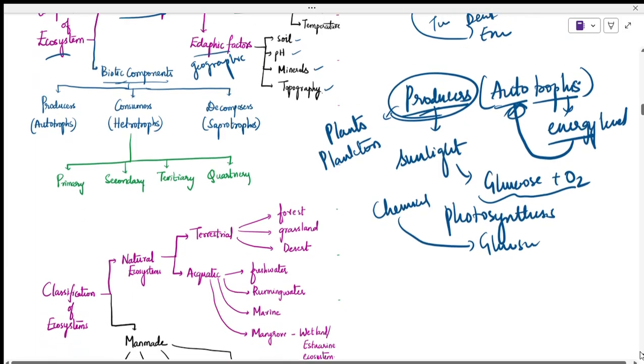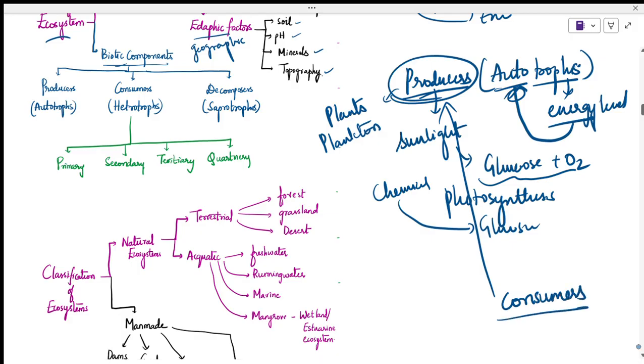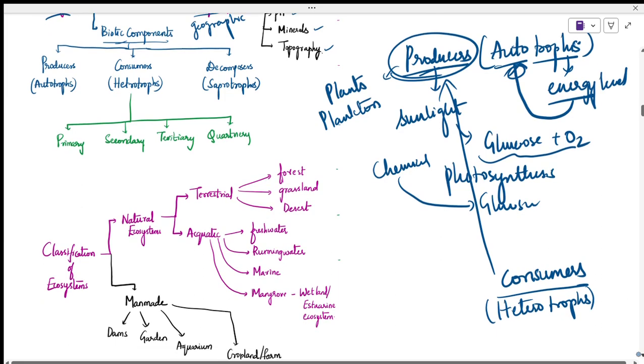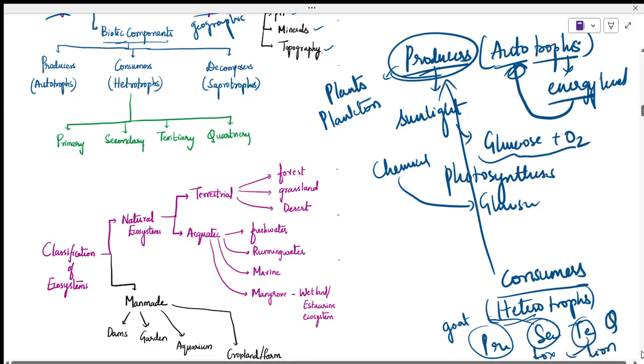Then we have someone to eat these producers, right? So those things are called consumers. They are heterotrophs. It means that they cannot make their food on their own. They'll be dependent upon plants or producers. So these heterotrophs may be primary, secondary, tertiary, and quaternary. For example, grass is eaten by goat. This goat is eaten by fox. This fox is eaten by lion. Okay, just like that.